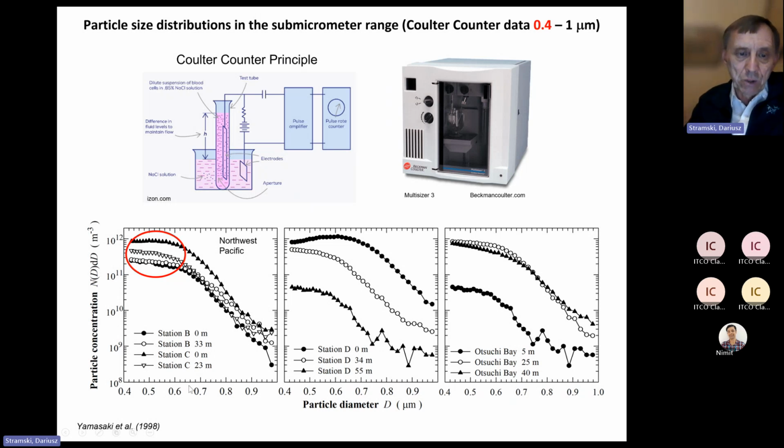You can see an attempt to extend the data with Coulter counter here. This is a submicron range from 0.4 to 1 micron. This is a study that was conducted in Northwest Pacific. So you can see concentration of particles versus the particle size in the submicron range. But you can see that while the data show this decrease in concentration with size above 0.6 micron, these data tend to flatten below 0.6. So I interpret this as an artifact. This is not a good measurement in this range. So again, Coulter counter is not suitable to cover the entire submicron range, and electron microscopy is not suitable for routine use.